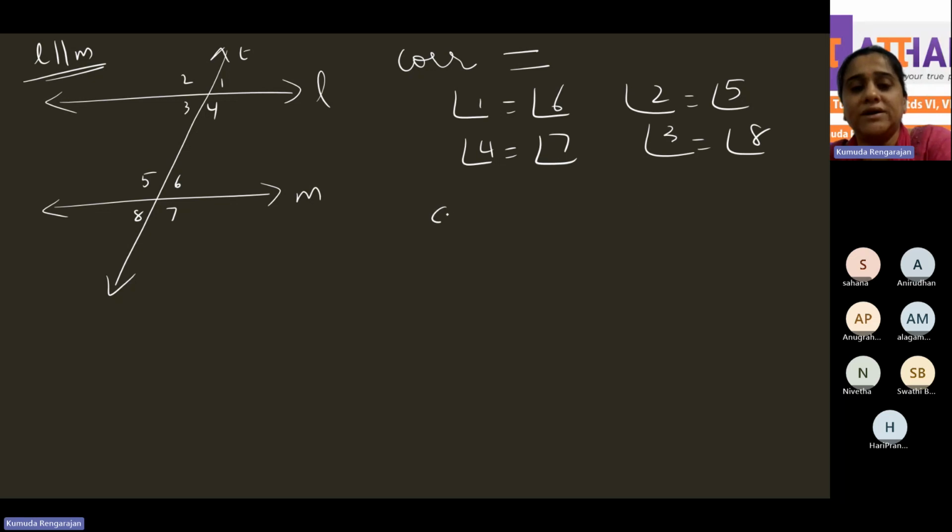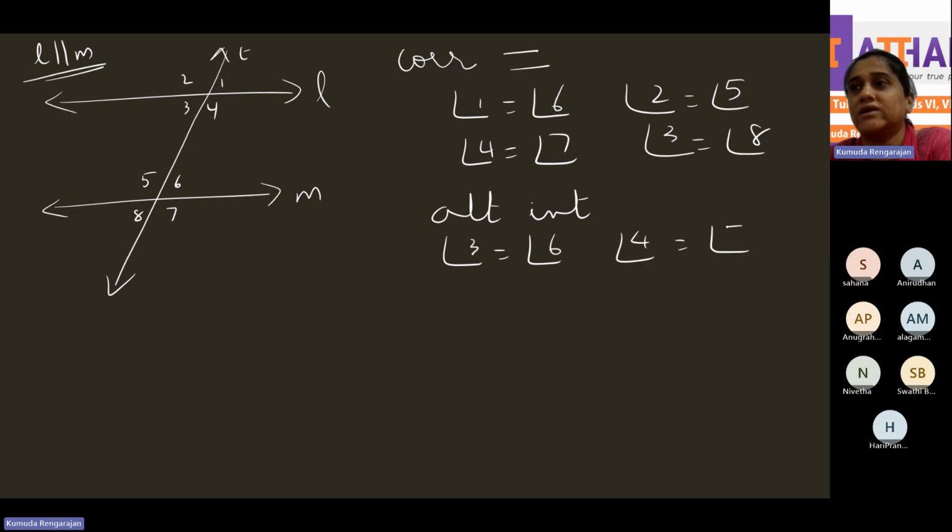All right. Now alternate interior angles. Alternate interior angles are also equal when the lines are parallel. So angle 3 is equal to angle 6. Angle 4 is equal to angle 5. Understood? Alternate exterior angles: angle 1 is equal to angle 8. Angle 2 is equal to angle 7.